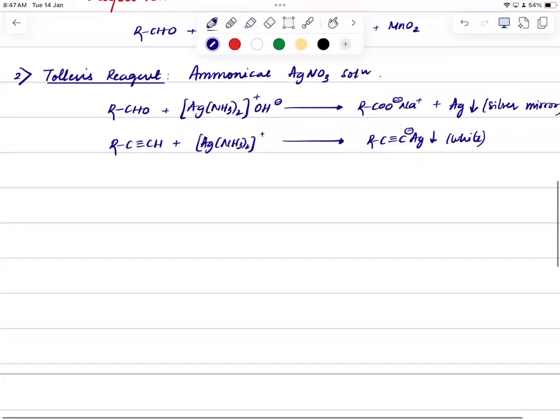Similarly, when it comes to Fehling's test, got it? This is Tollens test, and same thing we will have similar to this. We will have Tollens test, Fehling's test also. Let me write down Fehling's test.